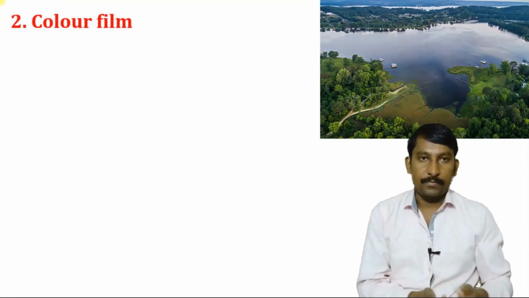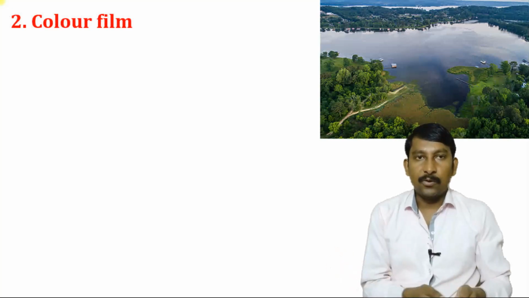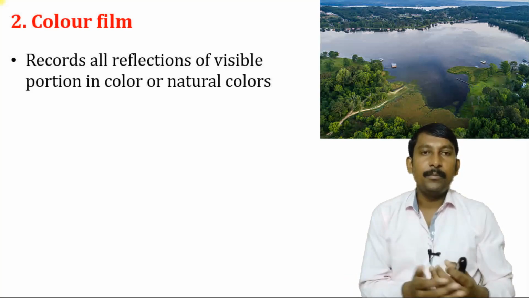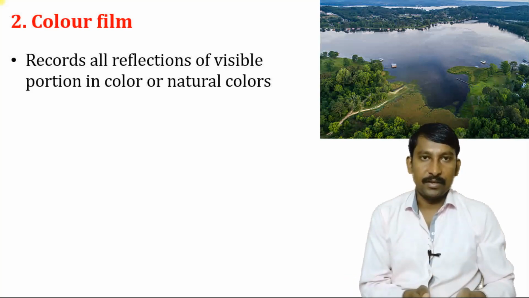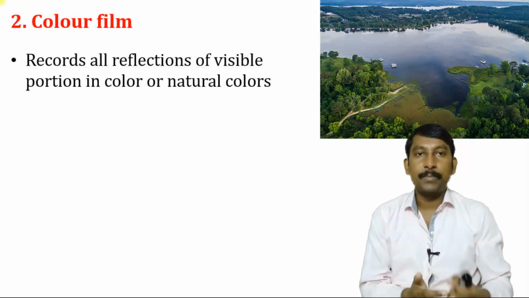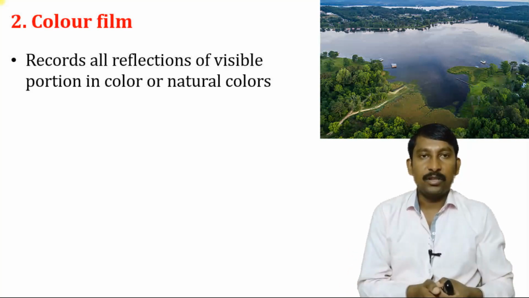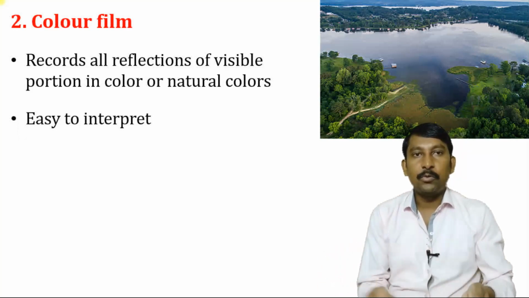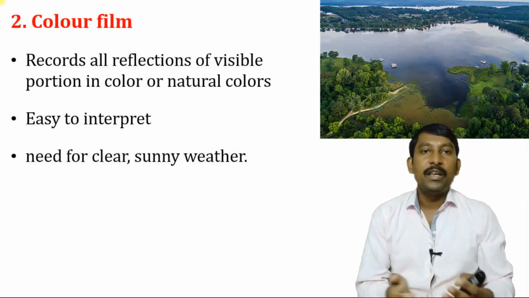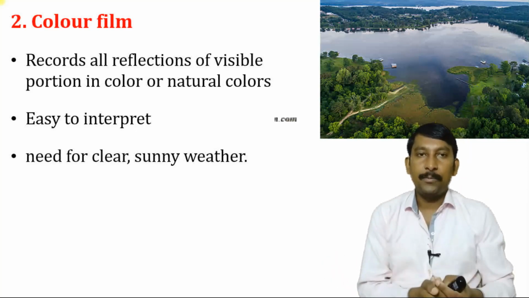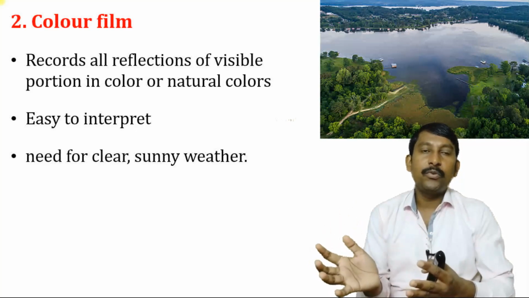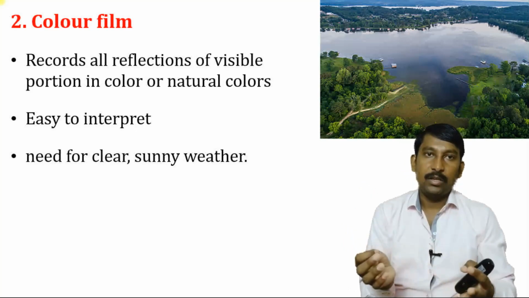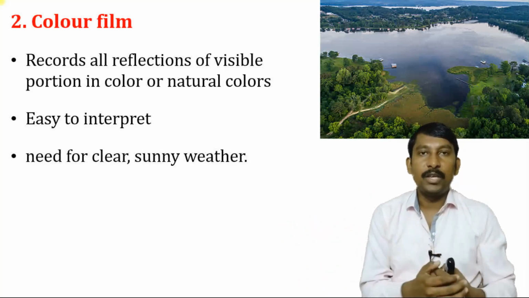Now, color photographs. These are the most popular aerial photographs, called true color photographs. They record the reflection of the visible portion in natural colors. The visible portion of the electromagnetic spectrum is used to capture color photographs of the Earth's surface. It's easy to interpret as compared to black and white photographs. You need clear and sunny weather to capture color photographs. Foggy or cloudy situations create distortion in the capturing of aerial photographs.